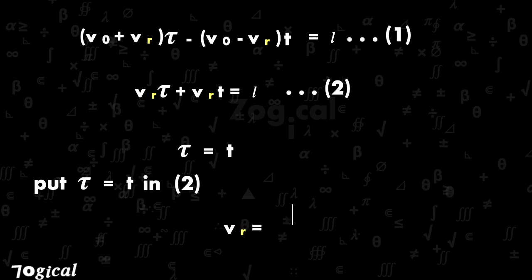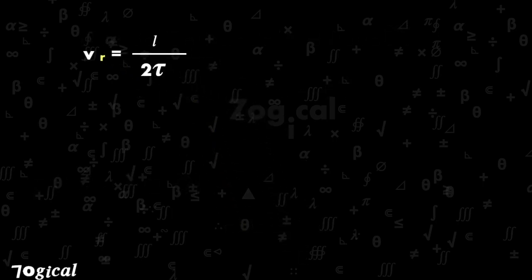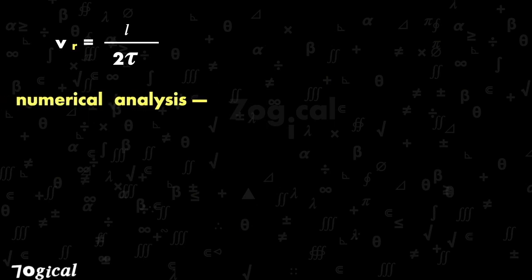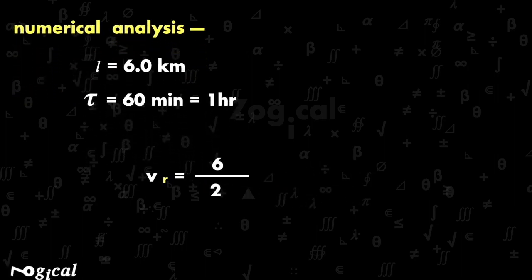Then we have Vr is equal to L upon 2 tau. By numerical analysis, L is equal to 6 km, tau is equal to 60 minutes or 1 hour, then Vr is equal to 6 upon 2, which is equal to 3 kilometers per hour. So this is the correct answer.